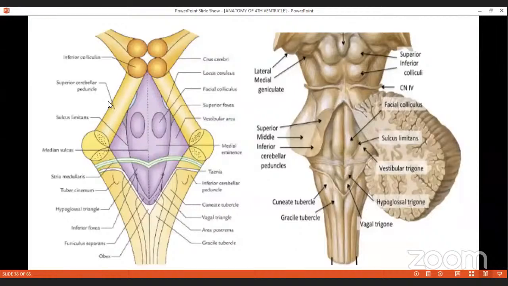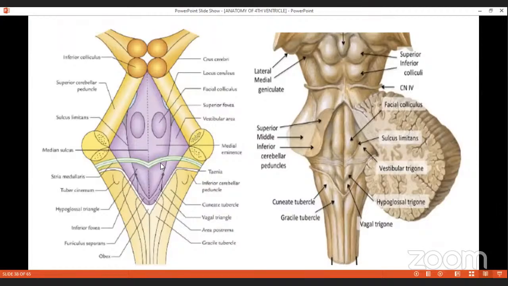Almost the same diagram, so we'll not be dealing with that in detail. We'll just be revising. This is the central sulcus. This is the sulcus limitans. You have the facial colliculus, which is the prominence where the facial nerve winds around the abducens nerve nuclei. Lateral to it is the vestibular area.